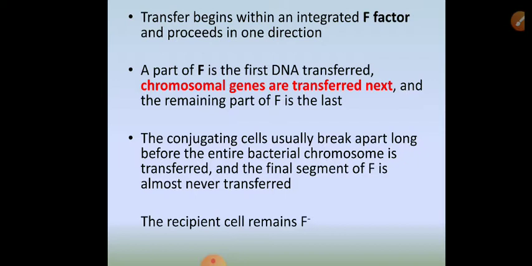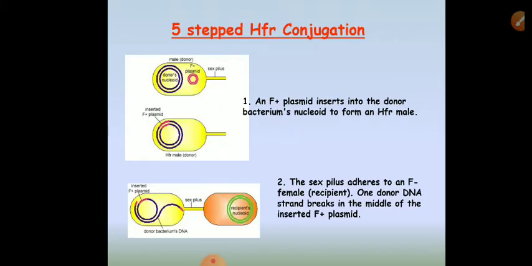What is transferred? First, a part of the F factor, then chromosomal DNA of the donor cell, and then the remaining F factor. But before everything is transferred, the conjugation tube breaks. The two cells get separated. So a part of the F factor and a part of the chromosomal genes from the donor go to the recipient cell. Hence the F minus cell remains F minus, but recombination does take place.